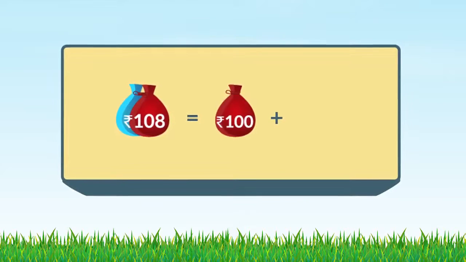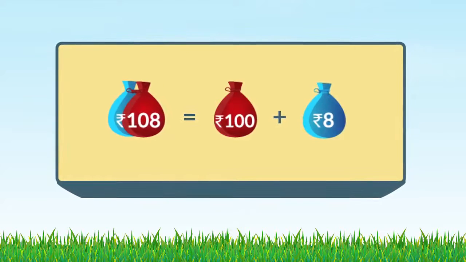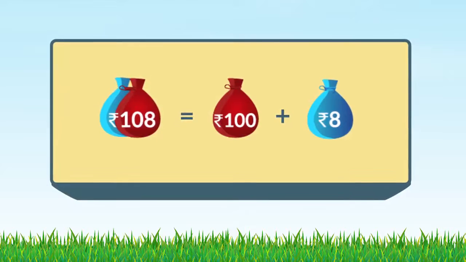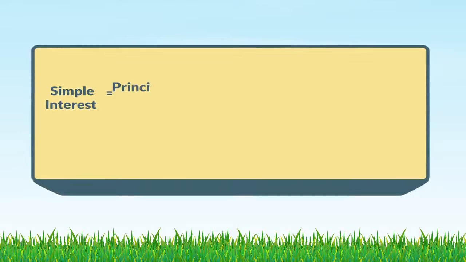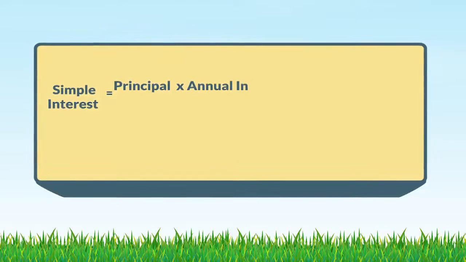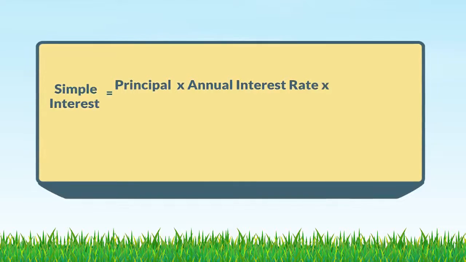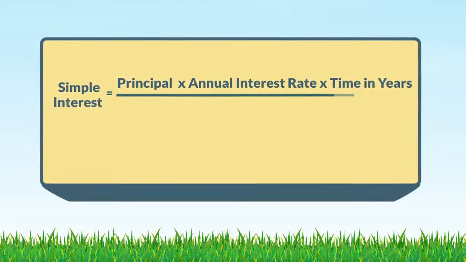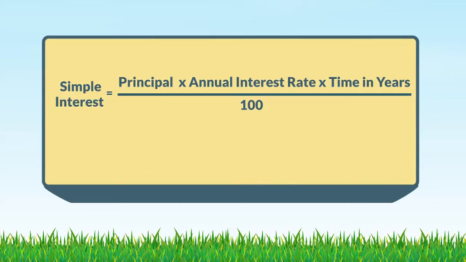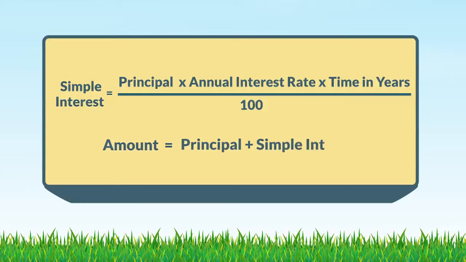Now, tell me what is the amount? Amount is the total money that I have to pay back. Principal plus interest for time I have borrowed, right? Yes. Remember these two formulae. Simple interest is equal to money borrowed, that is principal, multiplied by annual interest rate, multiplied by time in years, divided by 100. And amount you have to return is equal to money borrowed, that is principal, plus simple interest.